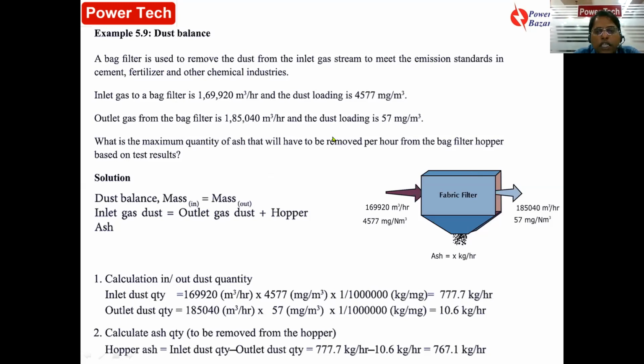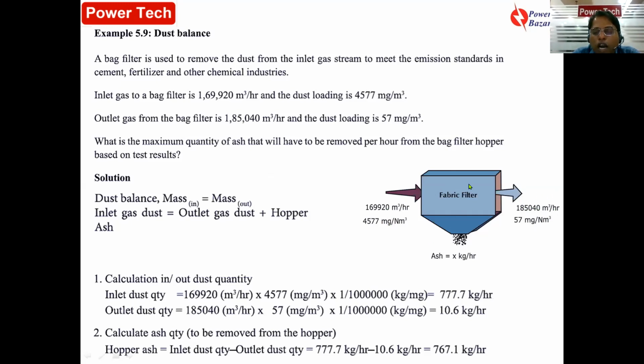Now in this problem, the inlet to the bag filter is 169920 meter cube per hour. This is the flow rate, and the dust loading here is 4577 milligram per Nm cube. So this much dust is there. Now the outlet gas is 185040 meter cube per hour. This is the output flow rate. In this case, the dust loading is 57 milligram per Nm cube. This fabric filter removes the dust so that clean air goes out.